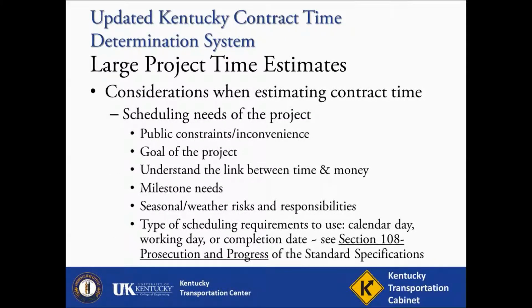Just as with smaller projects, there are various items that must be considered when preparing a contract time estimate for larger projects. The scheduling needs of the project must take into account many variables. Several are listed here, but this is not an all-inclusive list. First, public constraints and inconvenience need to be considered. Is this going to be a project that impacts daily commutes, and if so, to what degree? Are there special events which need to be considered, and will they be drastically impacted by the work? Can work be scheduled to minimize those impacts?